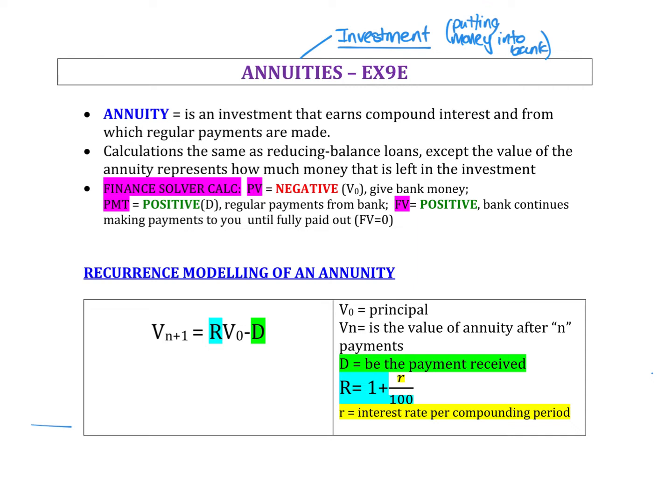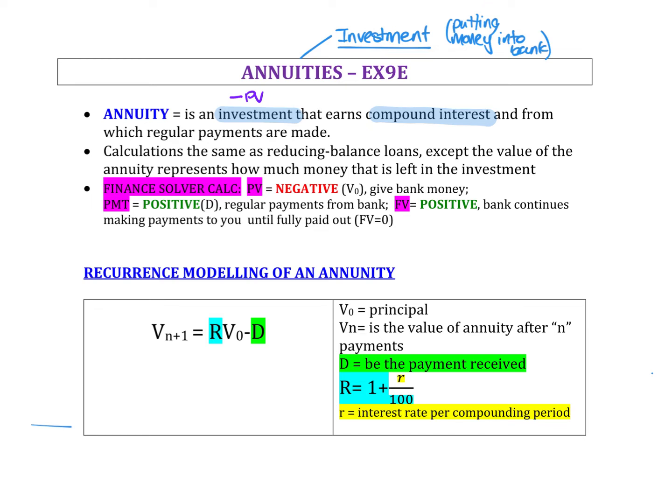So that means the investment is going to grow and get interest. It gets this compound interest. When we have an investment, you might like to put up the Finance Solver at the top. When we're using Finance Solver and we're investing our money, that means it's going into the bank, so you have to remember that your PV is negative because it's going into the bank. And we're going to get this compound interest.